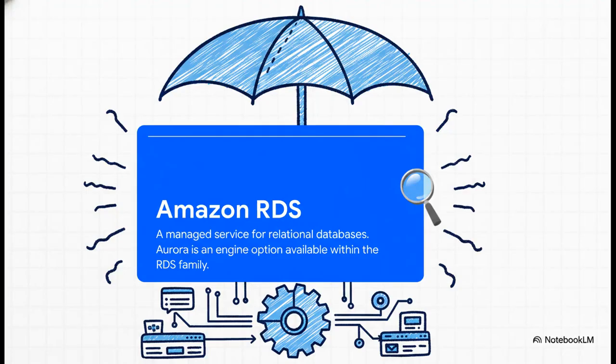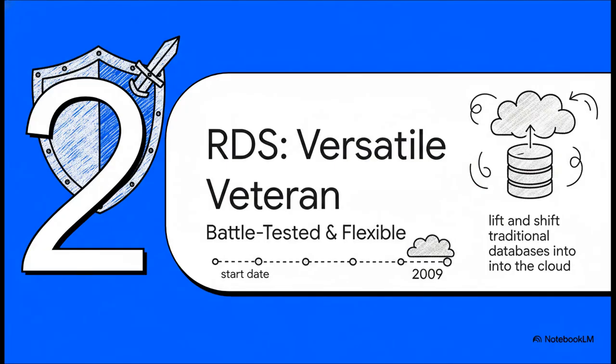Now, this right here clears up something that trips a lot of people up. Amazon RDS is the big umbrella service, and Amazon Aurora is actually a super specialized high-performance database engine that you choose from within the RDS family. So you manage them both from the same console, but believe me, what's happening under the hood is a world of difference. Let's kick things off with RDS.